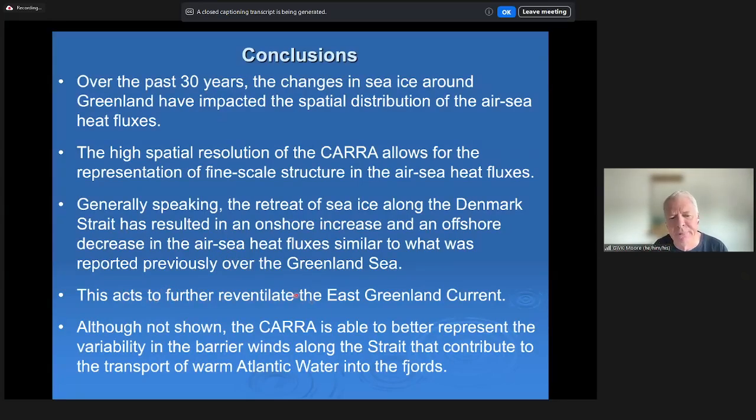This has been noticed before, that the retreat of sea ice in the Nordic seas, to the Greenland Sea to the north, has reventilated the East Greenland Current. And so the same thing is now happening farther south as well. And I didn't show this, but CARA also does a much better job of representing the variability in the winds along the strait here.